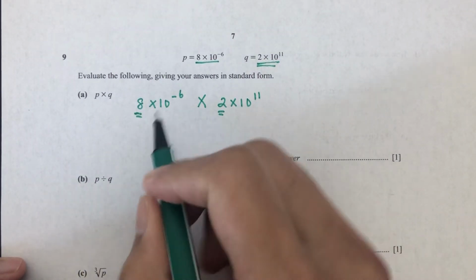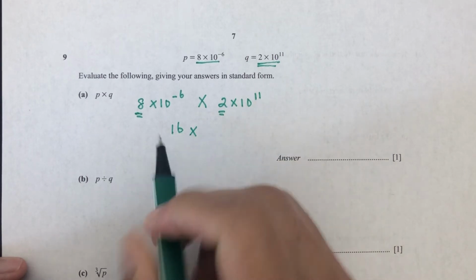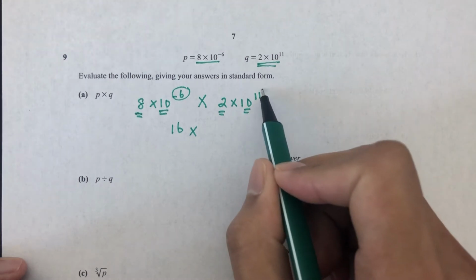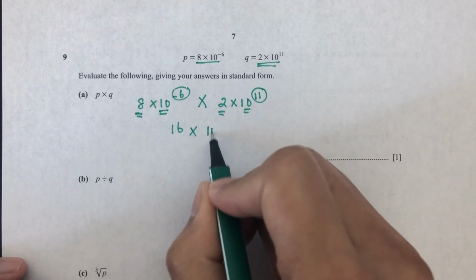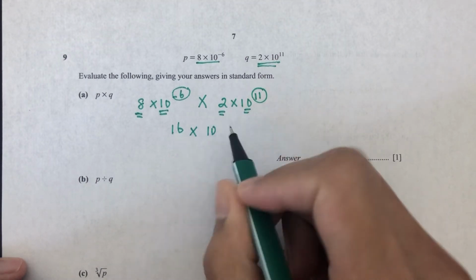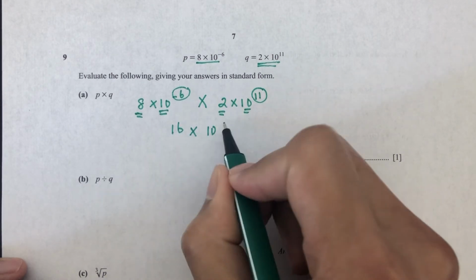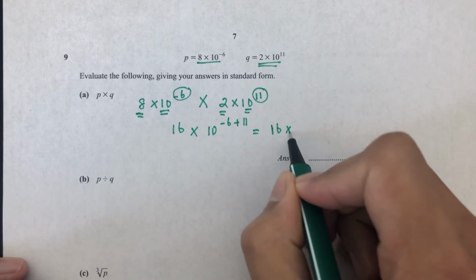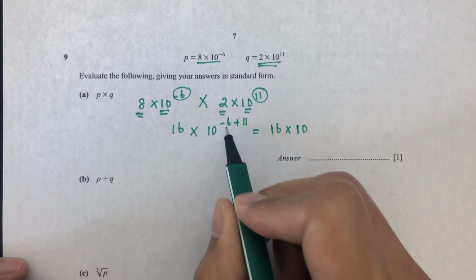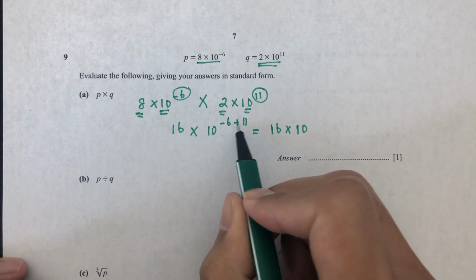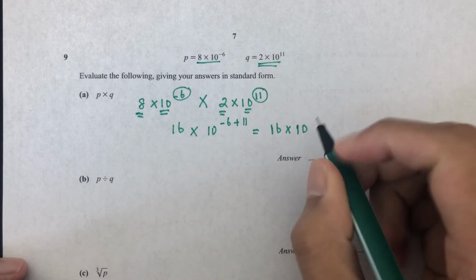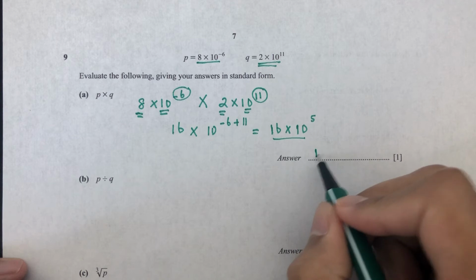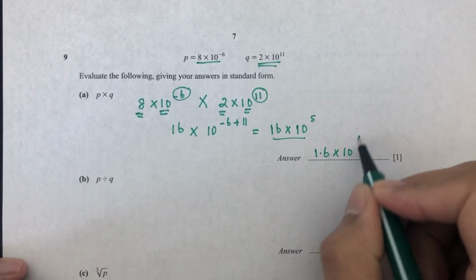So 8 times 2 will be 16 times 10 power minus 6 times 10 power 11. So since it is a multiply, we have to add the powers. So minus 6 plus 11, that will be 5. So we have 16 times 10 to the power of 5. And now your answer needs to be in standard form. That will be 1.6 times 10 to the power of 6.